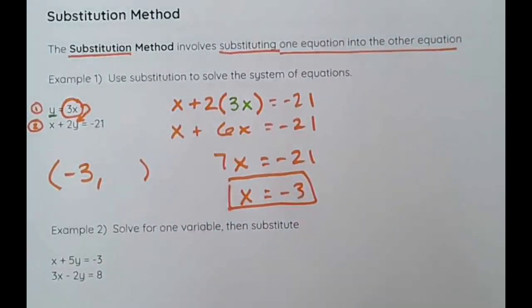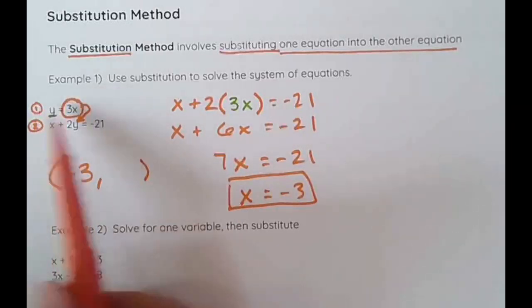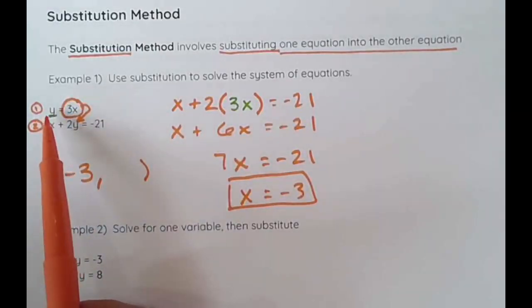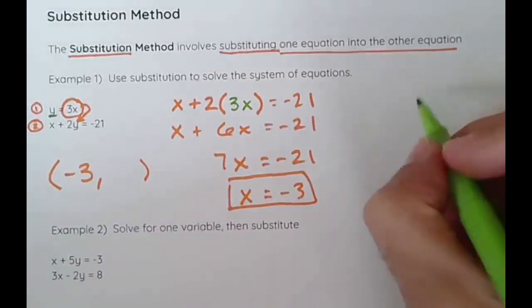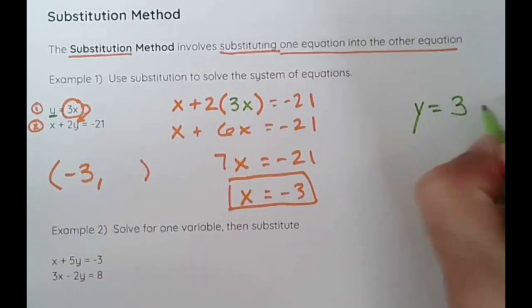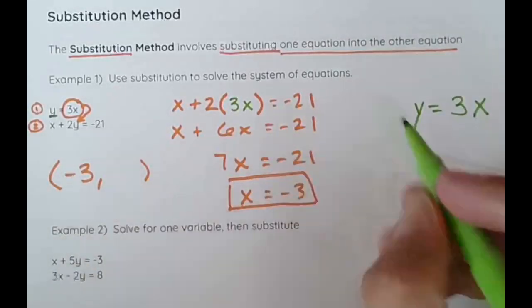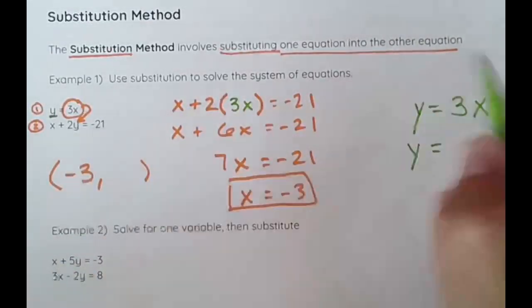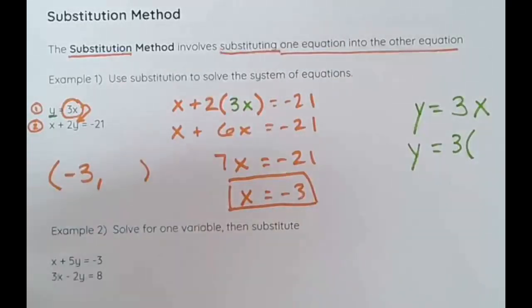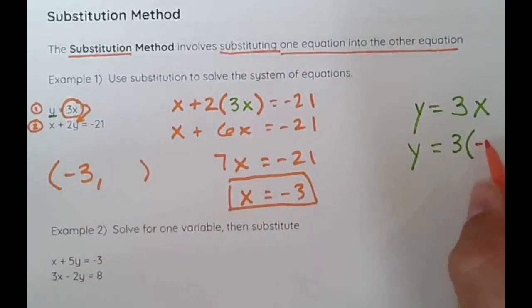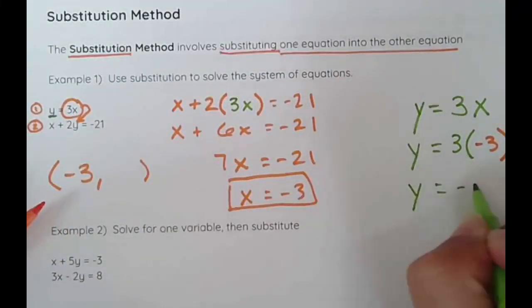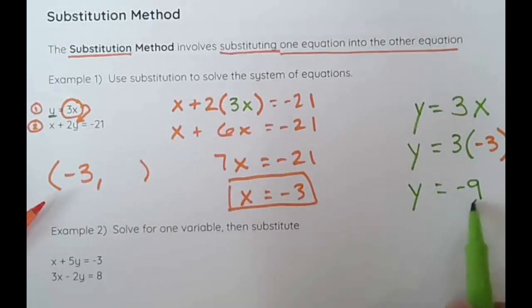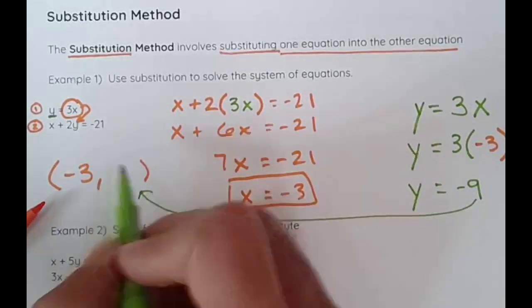To do that, I'm going to look back at my original equations. I have that equation that is equal to y. So I'm going to go right there. y is equal to 3 times x. That tells me that y is equal to 3 times what we just found x to be, which was negative 3. y equals negative 9. And that's coming right over here into my solution, negative 9.